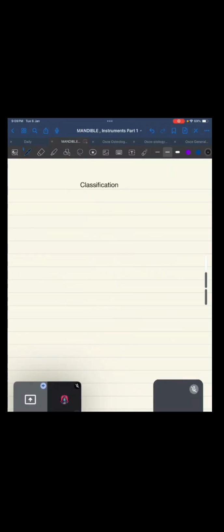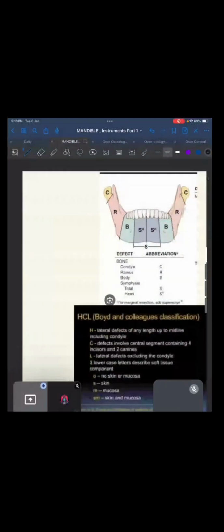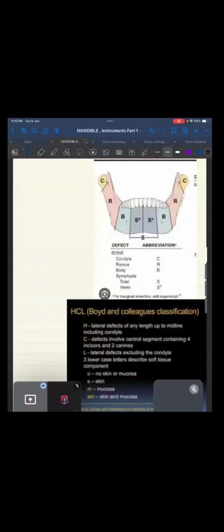Now coming to the classification. For classification, just remember two names. There are multiple, and you are most welcome to read about most of them, but please remember two of them. First is the Arkin classification, and second is the HCL Boyd classification. These are the two classifications which we just talked about. First is the Arkin classification. Please read about it. This is important. You should remember it. And second is the HCL and Boyd classification.